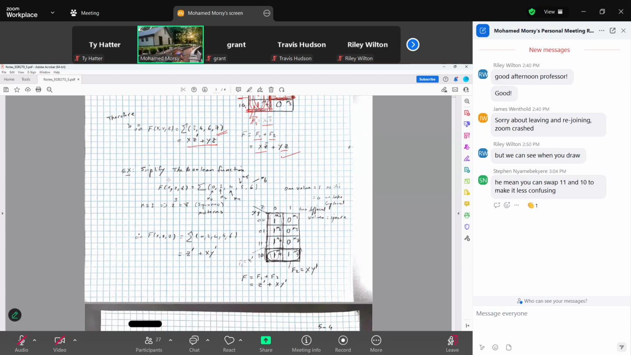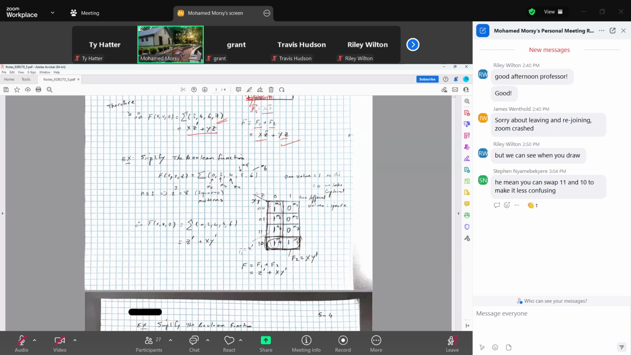Another example here: simplify the Boolean function F given as the sum of minterms. So we need to simplify this expression. To simplify this expression, we have to draw the Karnaugh map and fill out the minterms, then group adjacent ones, get the product term for each group, add them up, and you get the result.